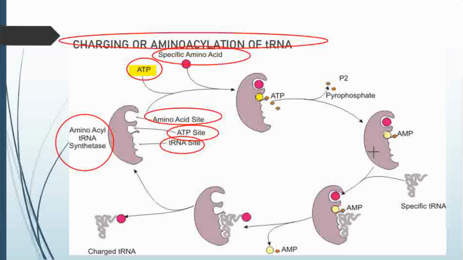Next the pyrophosphate is released, then AMP is released, then comes the specific tRNA, which is cognate, as I already said, for the particular specific amino acid. The specific tRNA for this specific amino acid binds, so it binds to this enzyme.